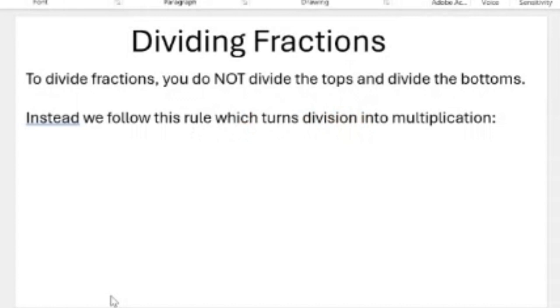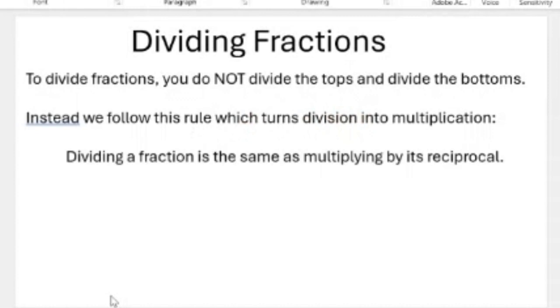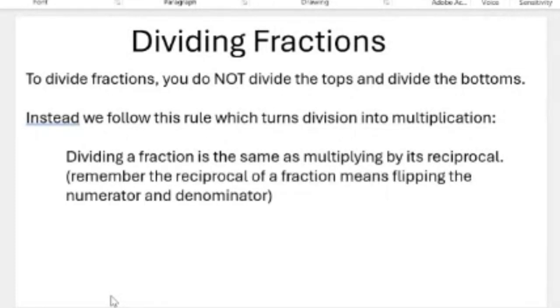Instead, we have a rule. We turn division into multiplication. And the way we do that is with this rule right here. Dividing a fraction is the same as multiplying by its reciprocal. What is a reciprocal? You might not remember. That means flipping the numerator and the denominator with each other. So division is the same as multiplication by the reciprocal, is the words.